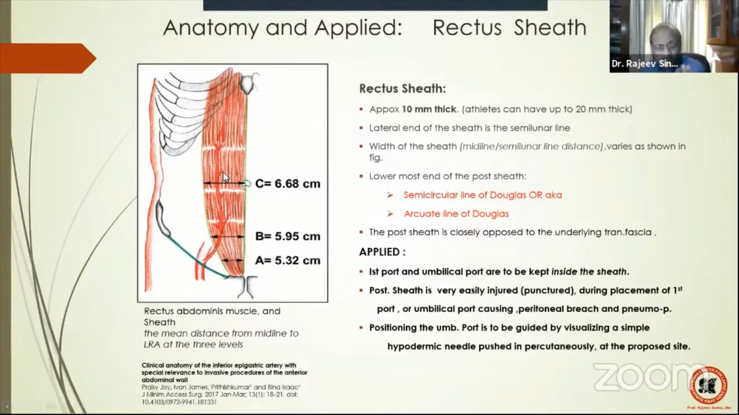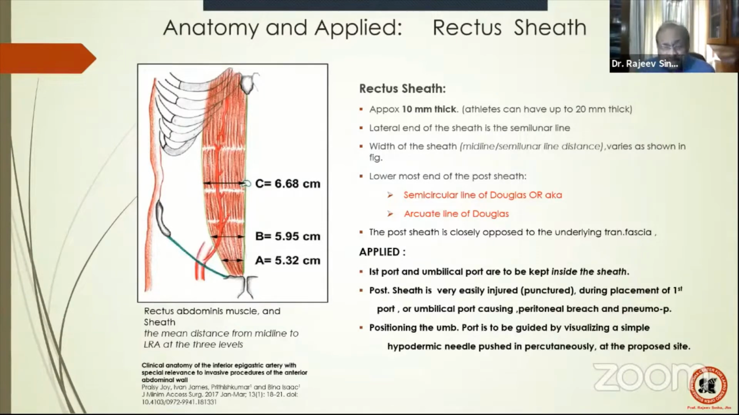Why? Because you got a tenuous or a tendinous sheath lying behind, which is basically giving added strength so that you don't damage the underlying peritoneum. So the first port and the umbilical port are to be kept inside the sheath. First port inside the sheath, preferably, not always. Posterior sheath is very easily injured. Now, when you're trying to push in the port here, you can very easily injure the posterior part. I'll show you in the video that I'm going to show with the accompanying presentation. So it is very easy.